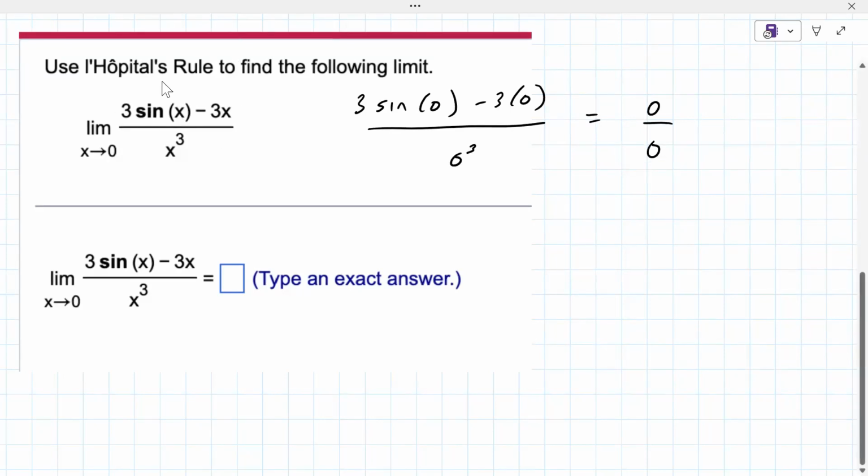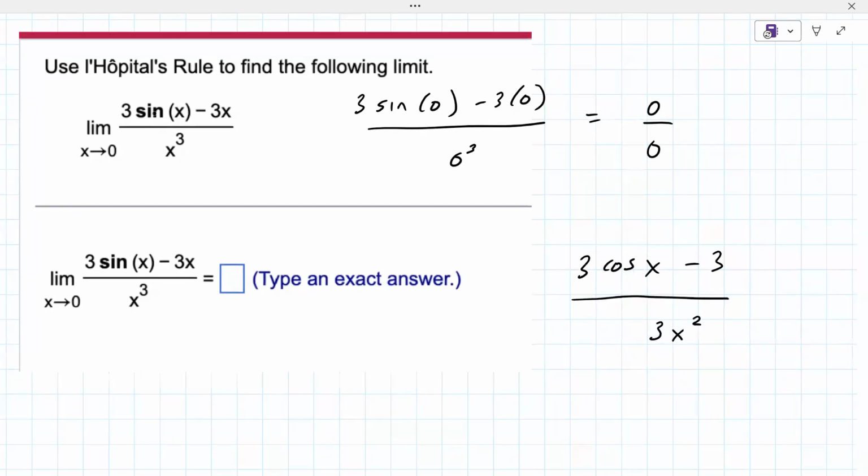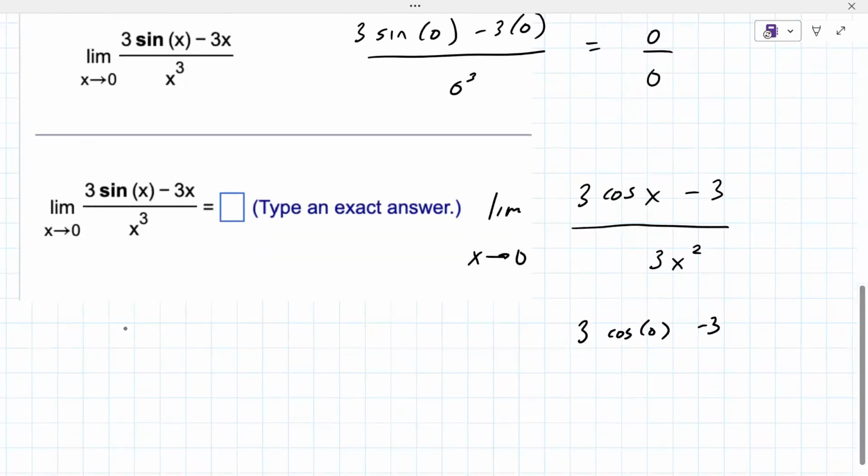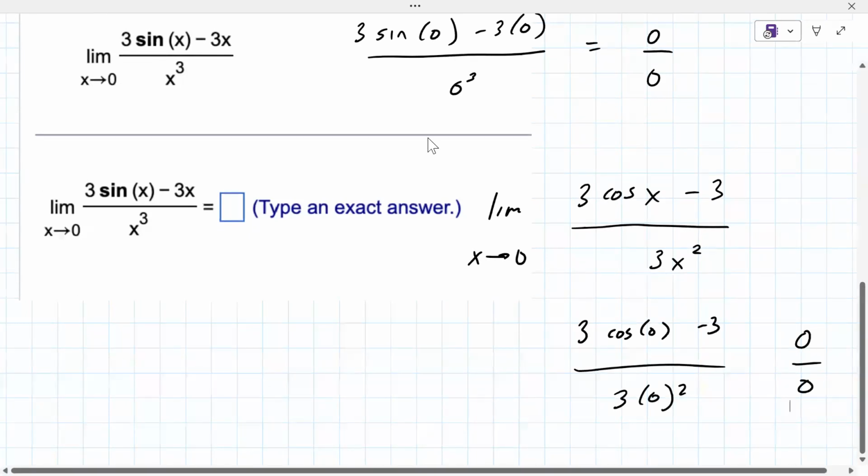So you do the same thing. You take a derivative of the top and a derivative of the bottom. So the derivative of 3 sine x is 3 cosine x minus 3 over 3x squared, like that. And then you do the same thing. You put whatever the thing is in there again. So again, you put 0 in. 3 cosine 0 minus 3. Cosine of 0 is 1. 3 times 0 squared is 0. So again, you get 0 over 0, which is again indeterminate form.